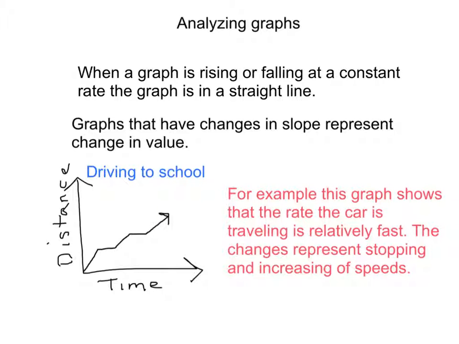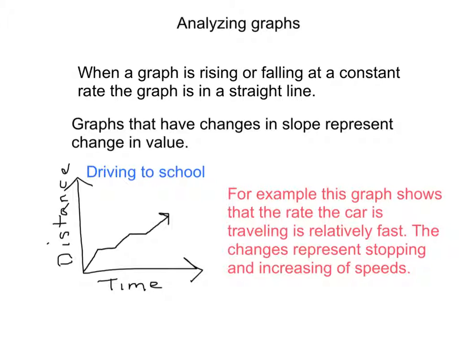When looking at relations, we also need to discuss how to analyze graphs. When a graph is rising or falling at a constant rate, the graph is in a straight line because it is constant. Graphs that have changes in slope, just like the one here below, are showing us that something is changing over time. So for this example, this is what a graph may look like for driving to school. You have distance over time, so how far you drive over how long it takes you. This graph shows the rate that the car is traveling is relatively fast. It is increasing at a very high rate.